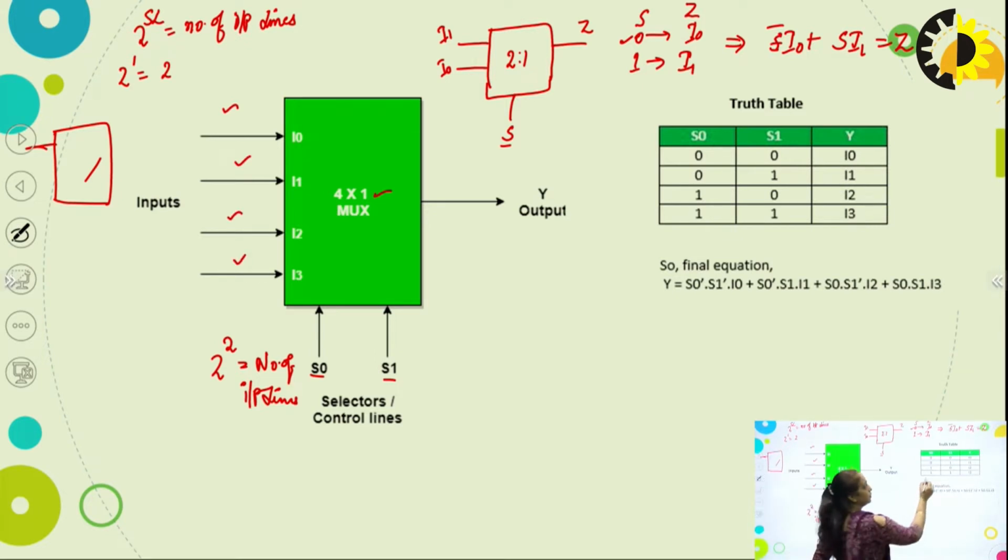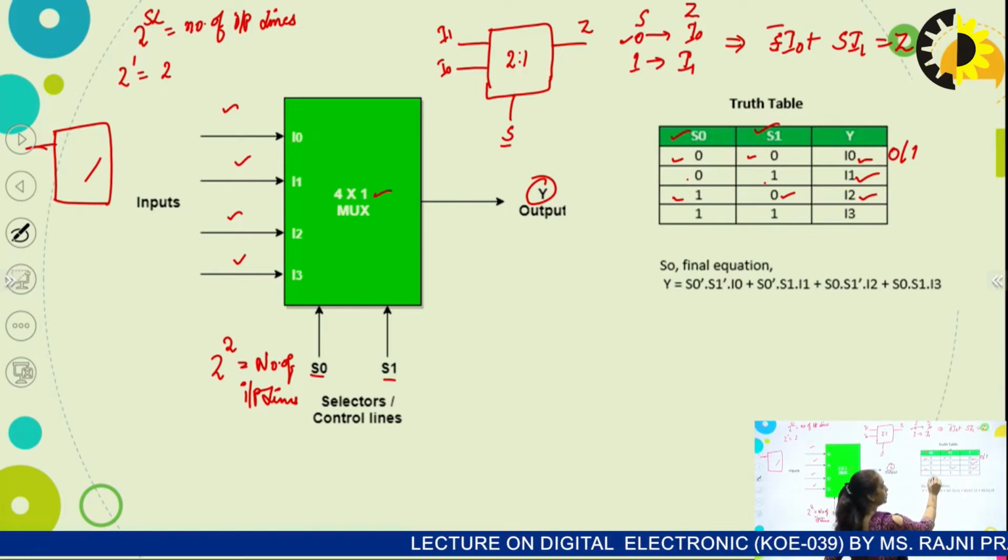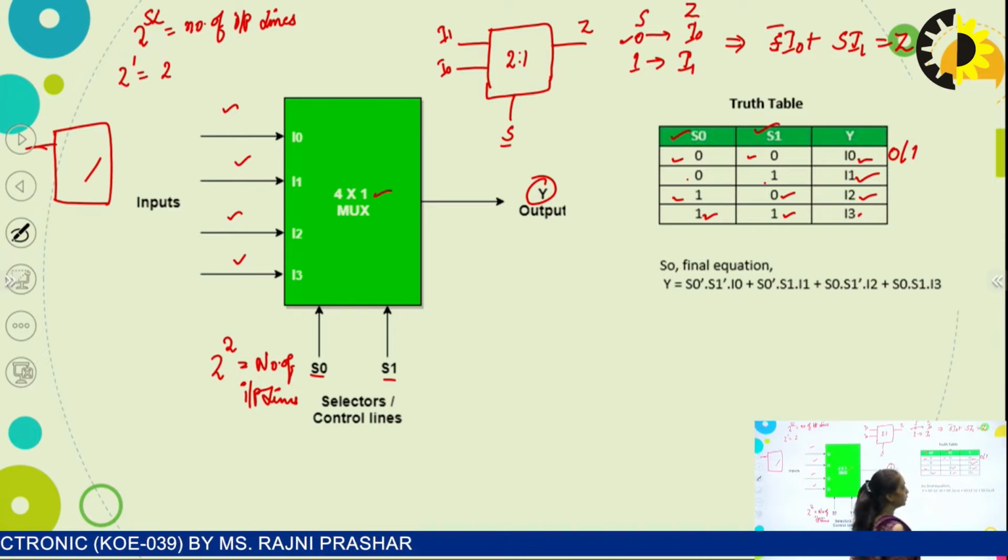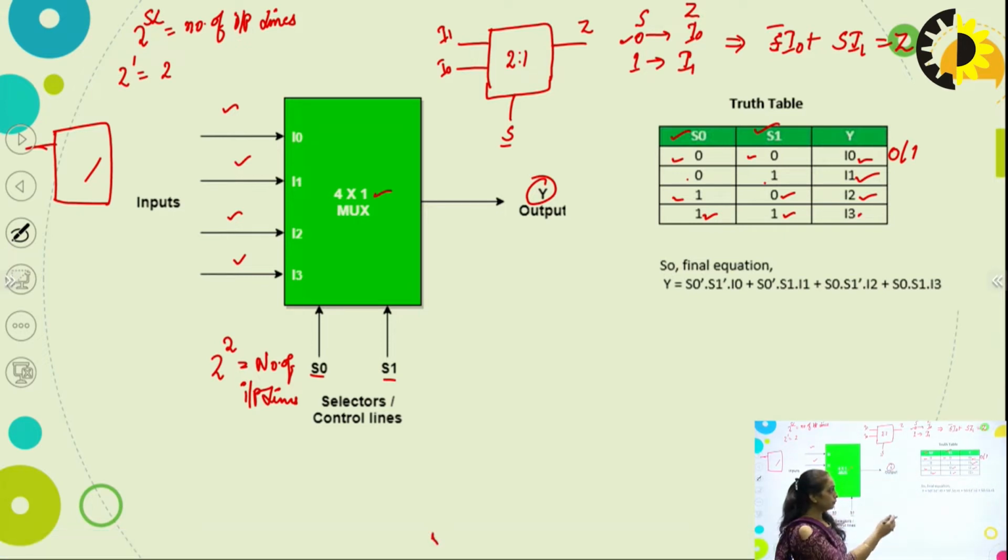Okay, so for these 2 variables S0 and S1, if it is 0, 0, I want the data present at the I0 line to be connected to the Y output line. This I data can be logic 0 or logic 1. Similarly, for 0, 1, whatever data is present at the I1 line will appear at the output line. For 1, 0, whatever data is present at the I2 line will appear at the output line. Similarly, for 1, 1, whatever data we connect at I3 will appear at the output line, right?